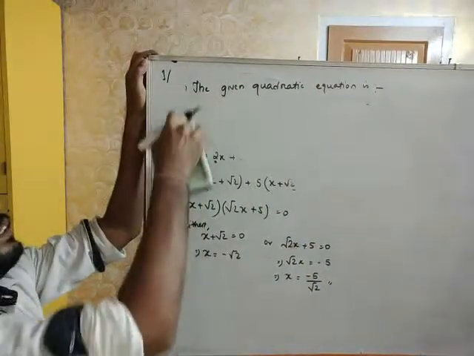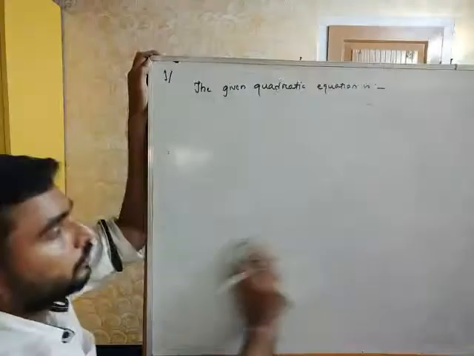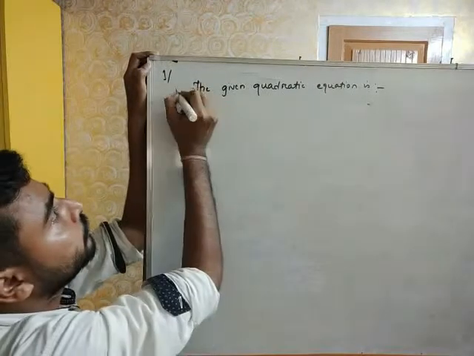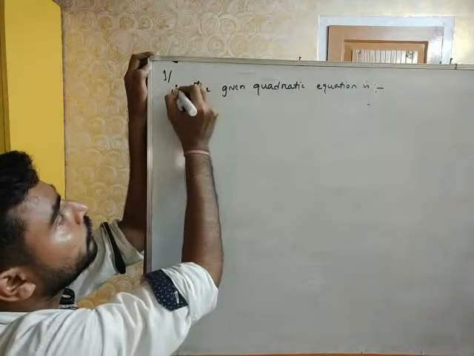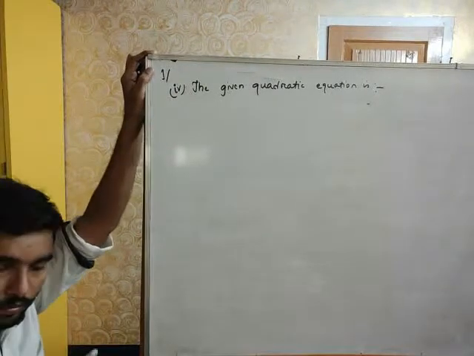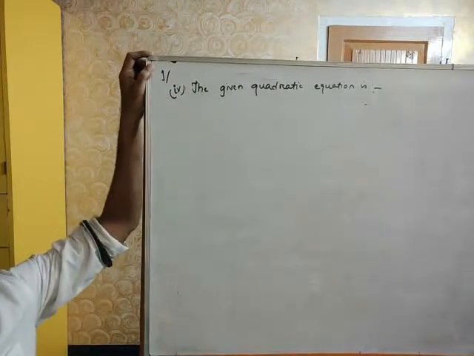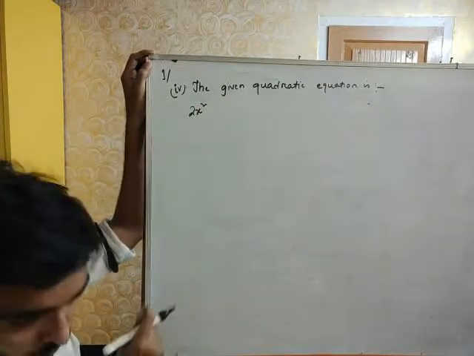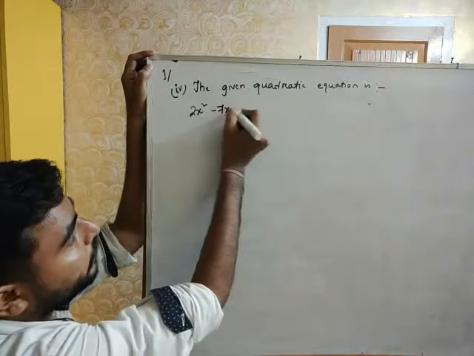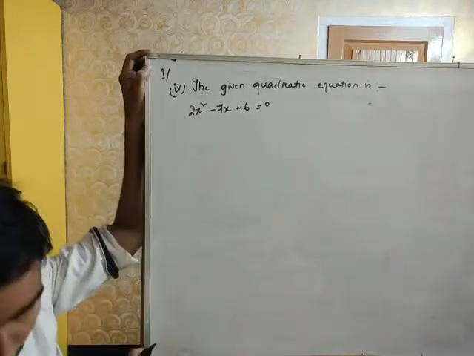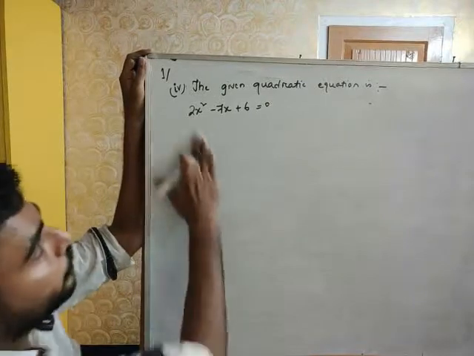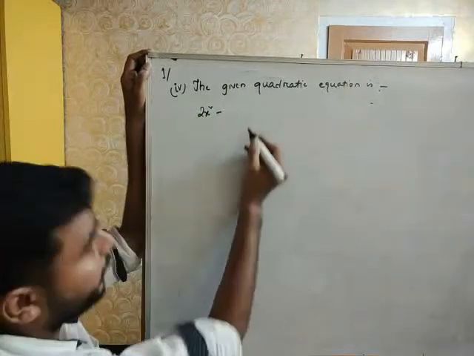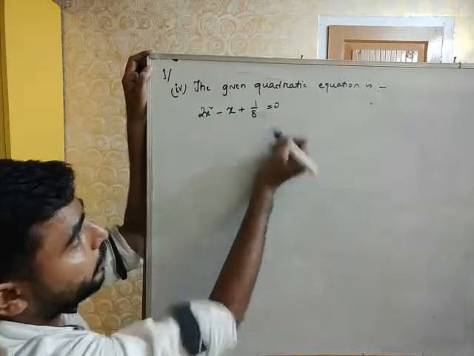Okay, let's move to number 4 then. No, no, this is not the question, sorry. 2x square minus x plus 1 by 8 is equal to 0.